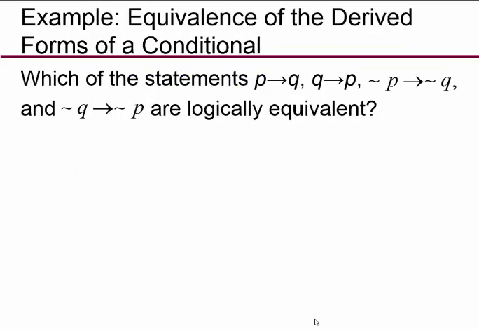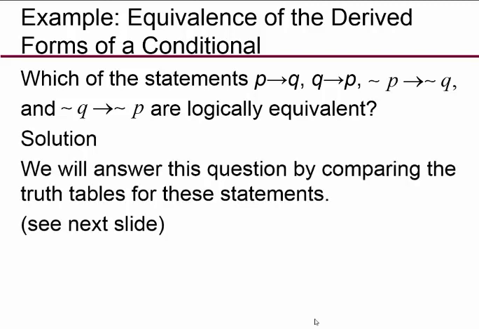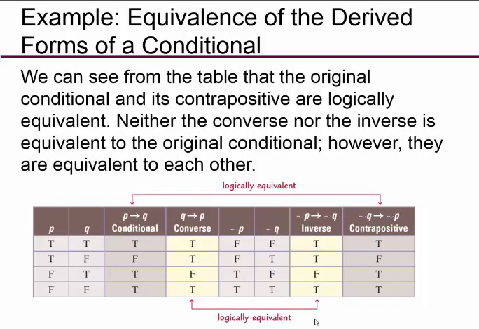So which of the statements are logically equivalent? So we have the conditional, we have the converse, we have the inverse, and the contrapositive. So we will answer this question by comparing truth tables for all of these statements. And so you can see here that we have P and Q. So the conditional is logically equivalent to the contrapositive, and the converse is logically equivalent to the inverse.